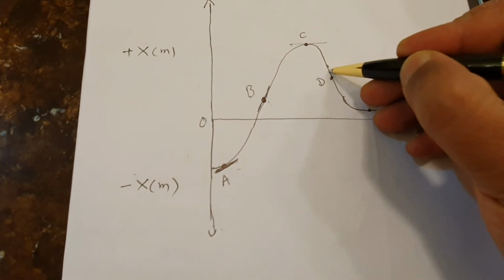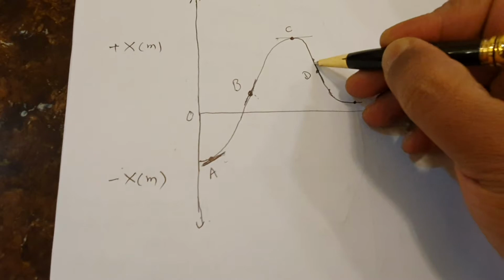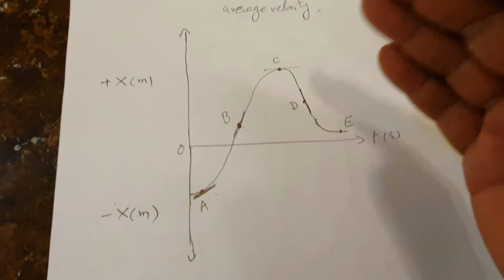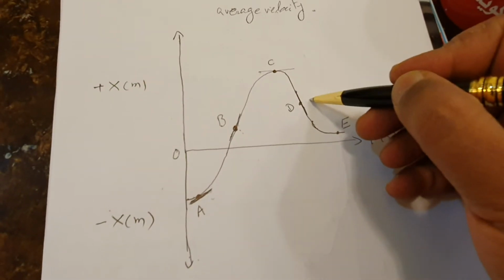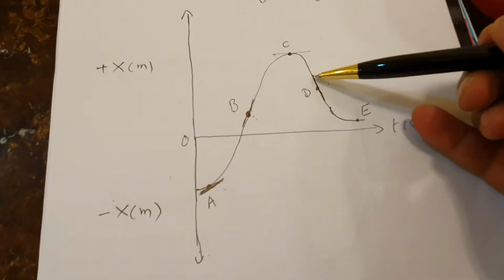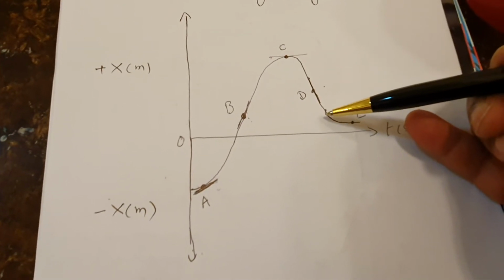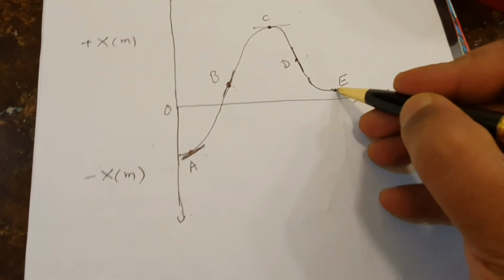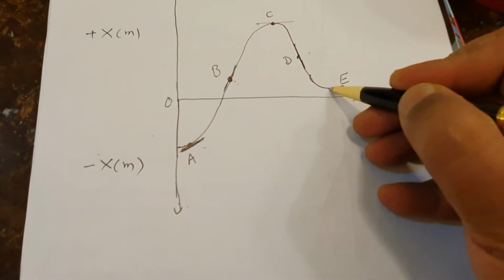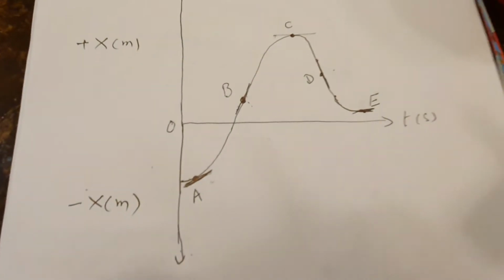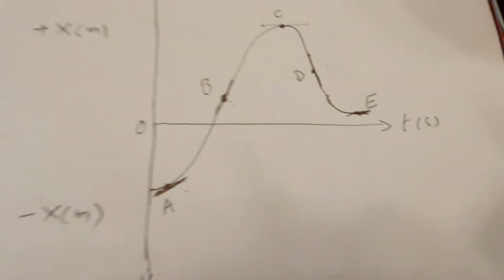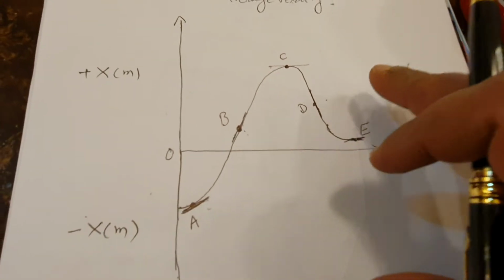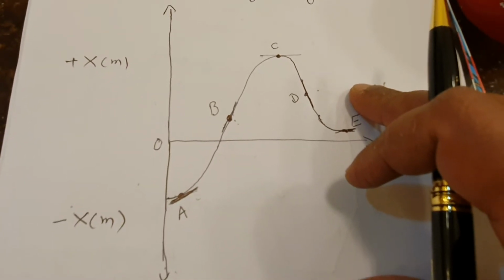I'll calculate the slope of this tangent line, and I would say that this slope, because it is tilted towards the left side, is negative. That means the object is now moving towards the negative x-axis, and at point E again I have a flat slope. That means the object would stop here, the object stops its motion. So this is the explanation or description of the motion.